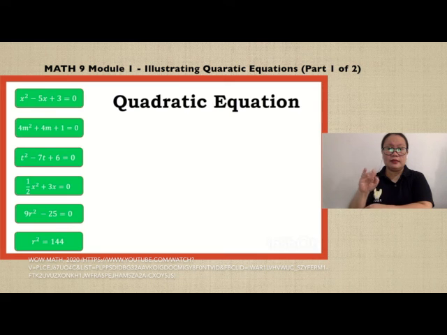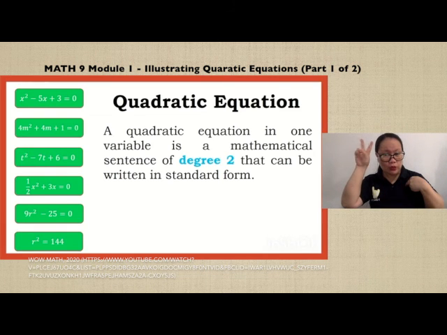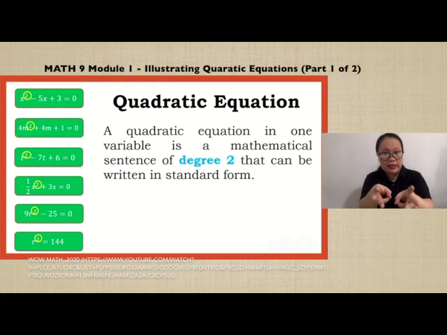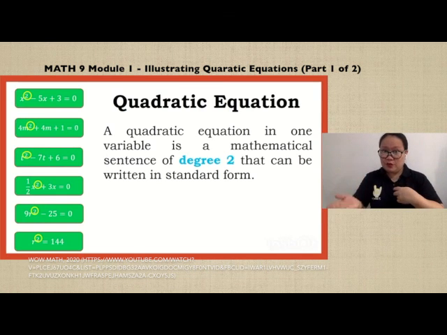Paano ba natin malalaman na quadratic equation? A quadratic equation in one variable is a mathematical sentence of degree 2. Pag sinabi nating degree 2, second degree, ito ang makikita natin. So, pag hindi natin yan nakita, ibig sabihin, pag wala siyang 2 or squared or exponent na 2, that is only a linear equation. Now, since meron tayong 2, which is on the second degree, then we can now consider this as quadratic equation.